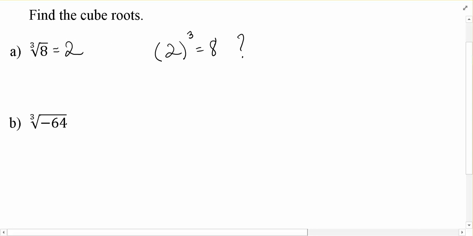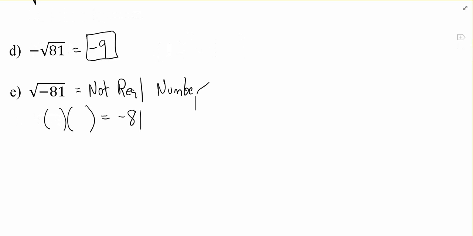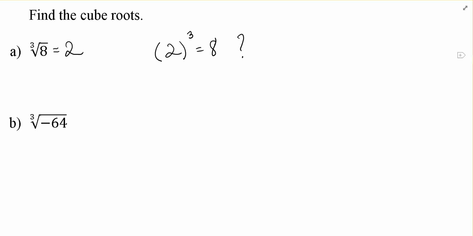Now let's look at B. Cube root of negative 64. Now if you remember back to example 1, when we took the square root of a negative, we said that's not a real number. But our reasoning for that is because if you multiply a positive and a positive, you get a positive. If you multiply a negative and a negative, you also get a positive. There's no way to square a real number and get a negative. Let's see if that same reasoning applies for a cube root.